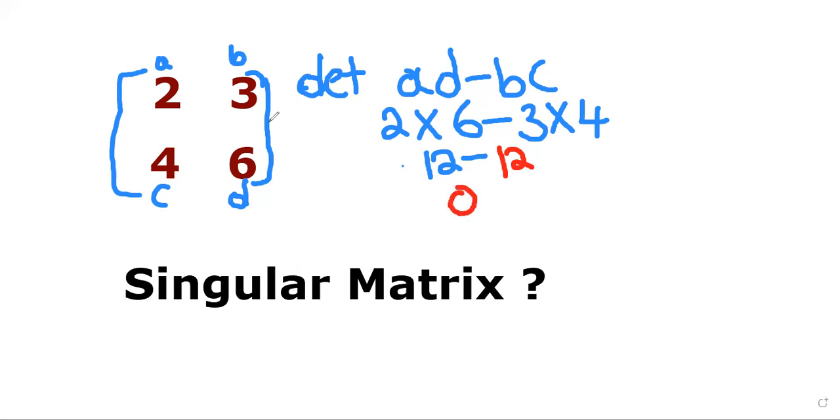So therefore, this matrix, let us call it matrix A, this 2 by 2 matrix is said to be a singular matrix. Once the determinant is 0, it is said to be a singular matrix. And if it's not singular, it is said to be non-singular. All right?